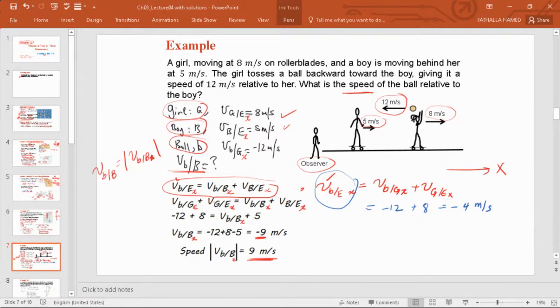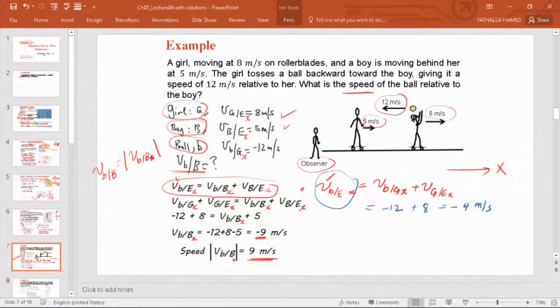So the ball, in this case, has a velocity of minus 12 meters per second relative to the girl. It has a velocity of minus 9 meters per second relative to the boy. And it has a velocity of minus 4 meters per second relative to the earth. So you always have to be careful what you're asked to find out.